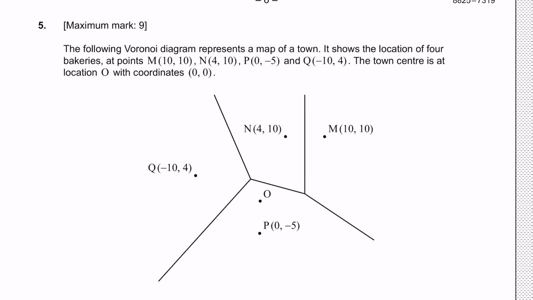Question 5, a 9-mark question. The following Voronoi diagram represents a map of a town. It shows the location of 4 bakeries at points M (10, 10), N (4, 10), P (0, -5), and Q (-10, 4). The town center is at location O with coordinates (0, 0).